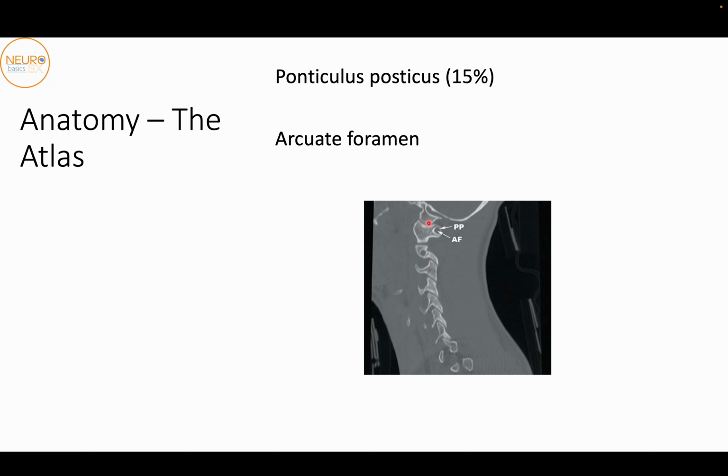Sometimes there can be an anatomic variation within the atlas, and the most common one is the ponticulus posticus, that is present in about 15% of normal individuals. This is the C1 arch, and this is the posterior C1 arch over here, and this is the lateral mass of the C1. And as we can see here, this groove where the vertebral artery would run is completely covered by bone, and that is known as the ponticulus posticus. When that occurs, the foramen that it forms through which the vertebral artery passes is known as the arcuate foramen.